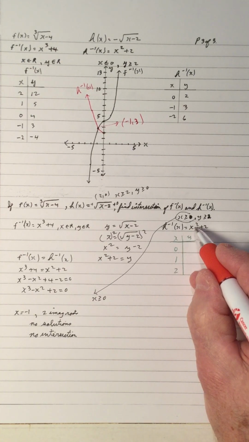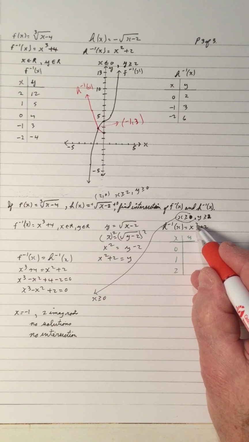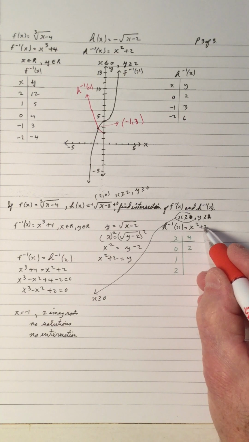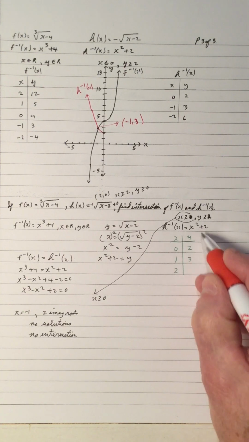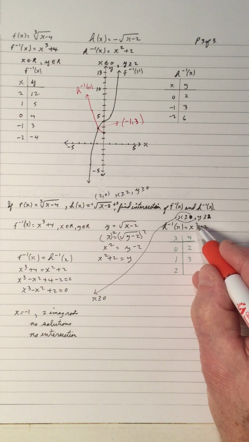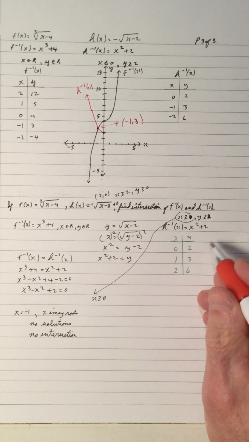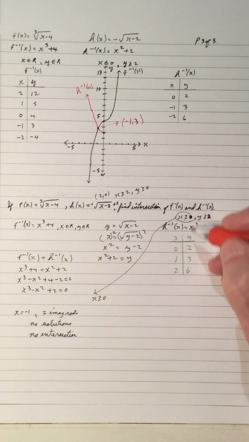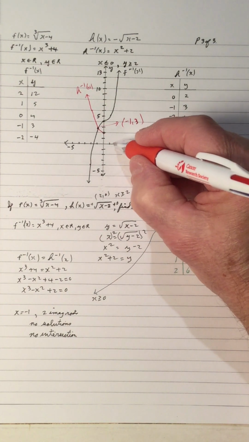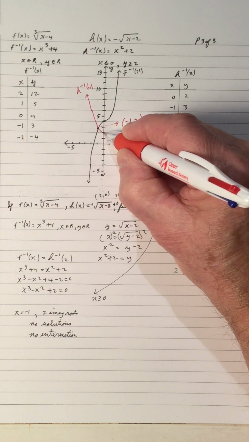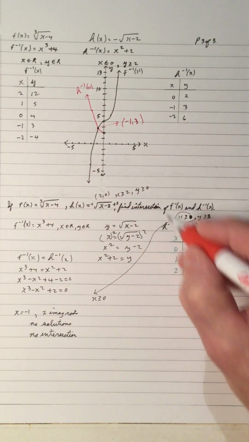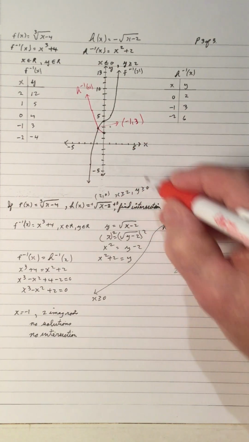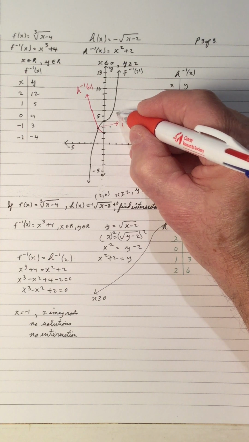So we've got 0, 1, 2, etc. If x is 0, I put a 0 in here and I get 0 plus 2, which is 2. If x is 1, 1 squared is 1, 1 plus 2 is 3. And if we put a 2 in, 2 squared is 4, 4 plus 2 is 6. So this is the inverse of this part here. 0 gives me a 2, which is here. 1 gives me a 3, which is right here. 2 gives me a 6, which is right here.